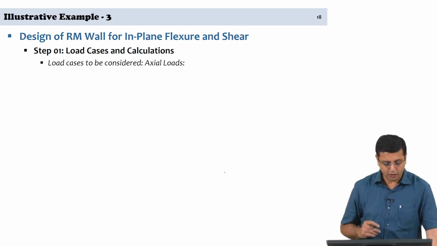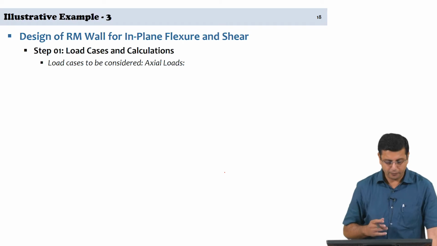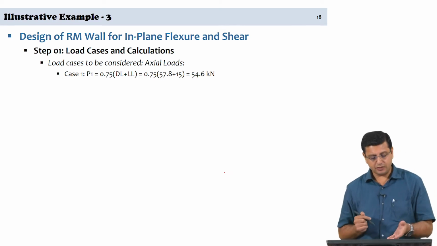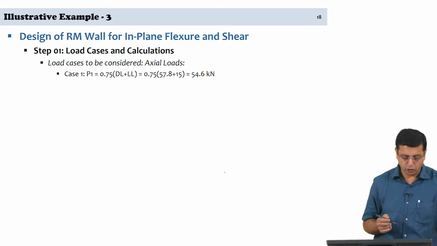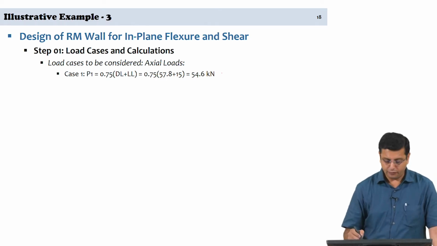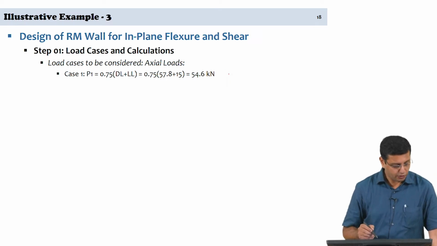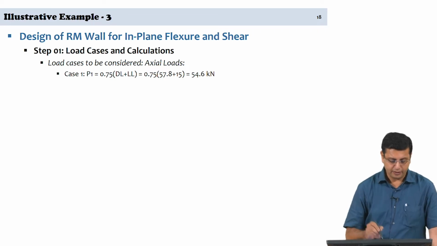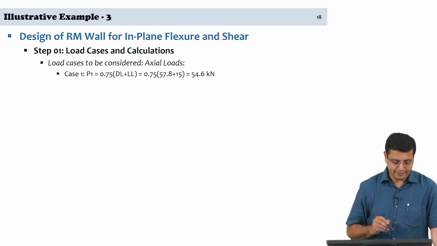What are the axial load cases? That was the earthquake load. We had the overturning moment from the earthquake load, and now for the axial loads, we had two cases. The first case was looking at 75% of dead load plus live load, and therefore, our case P1 would give us about 54.6 kilonewtons, 75% of the dead load and live load estimated.